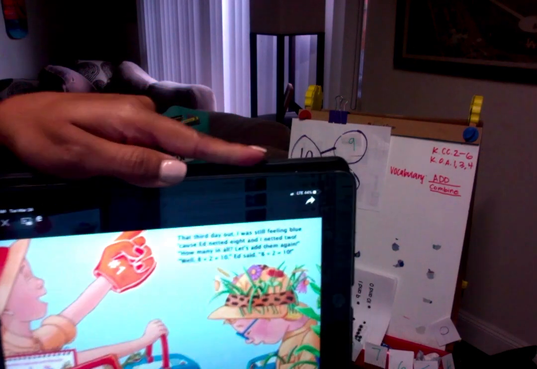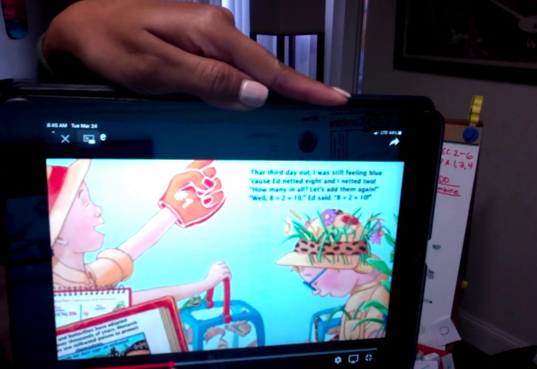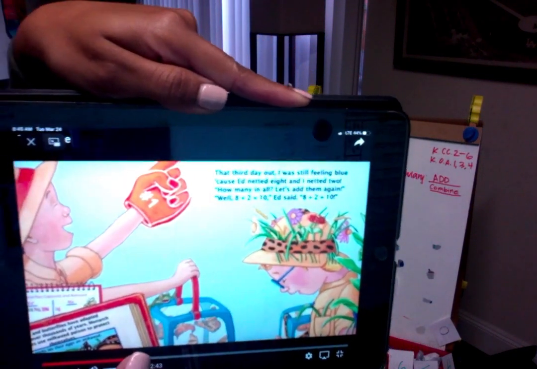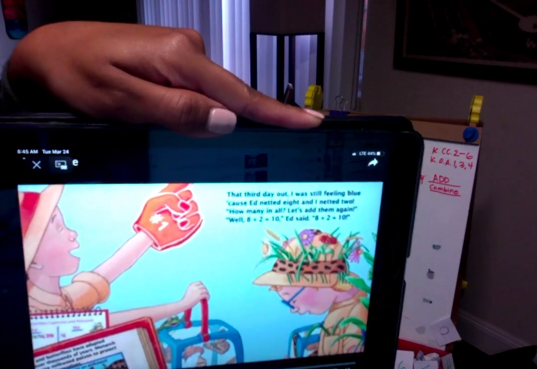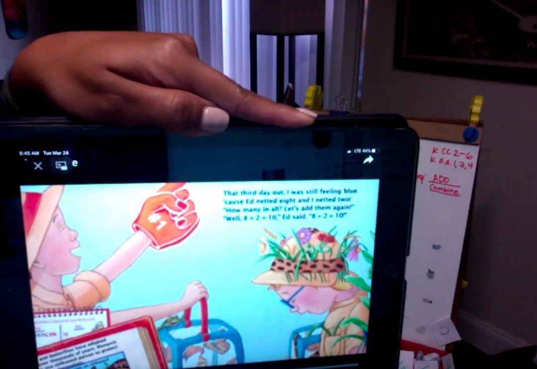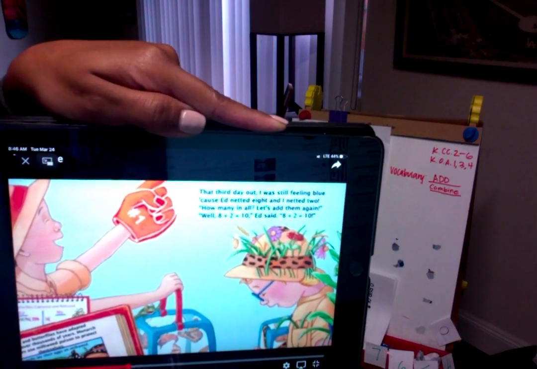The third day out, I was still feeling blue because Ed netted 8 and I netted 2. How many in all? Let's add them again. Well, 8 plus 2 is 10, said Ed. 8 and 2 make 10.